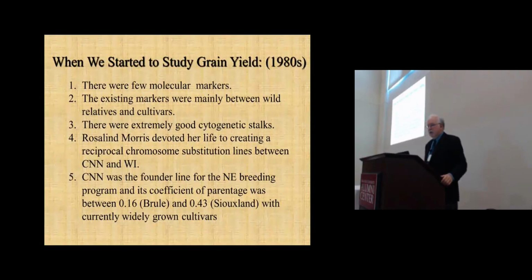Okay? So when we wanted to study grain yield, we started in the 1980s. There were extremely few molecular markers in wheat. Most of them were between wild species and cultivated types. Within the cultivated gene pool, there were virtually none. We had incredible cytogenetic stocks, and Rosalind Morris devoted her life to recreating reciprocal chromosome substitution lines.